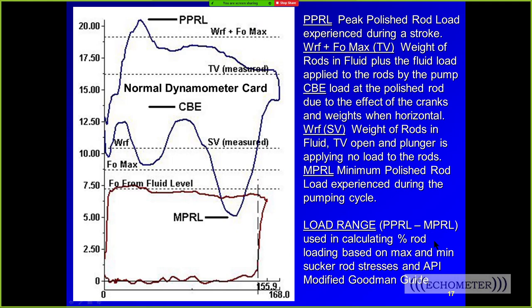So here's the same reference, normal well, and I've labeled on here the peak polished rod load, the traveling valve load measured, the wet rods and fluid, the maximum fluid load, the fluid load based on the fluid level, and the zero load line. And we use the load range for calculating stresses on the rod string. Peak polished rod load minus minimum load is the rod stresses.